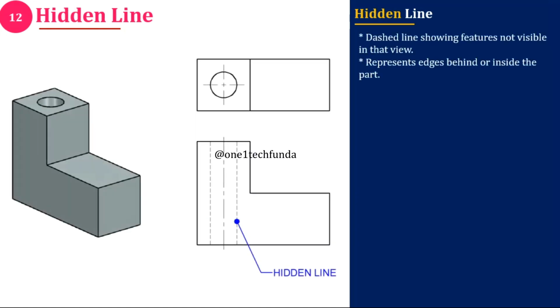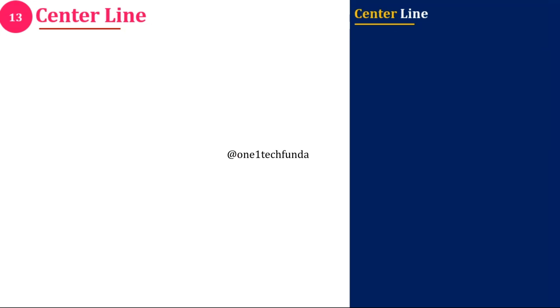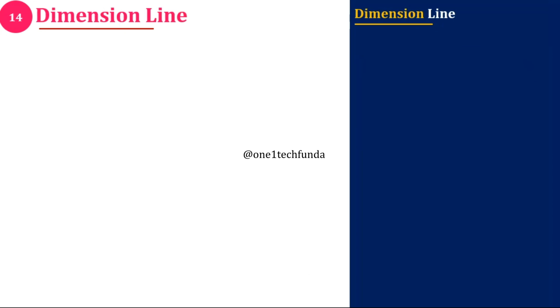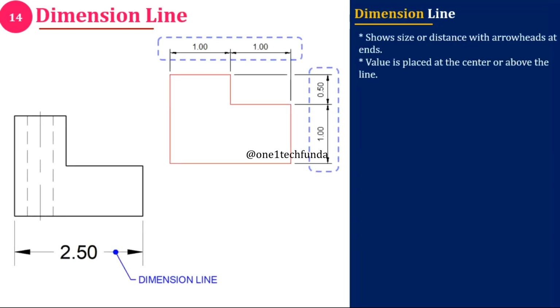Hidden line. Hidden lines are dashed lines that represent features not directly visible in the current view, such as holes or grooves behind a surface. Center line. Center lines are thin chain lines with long and short dashes. They represent axes of symmetry, centers of holes, or paths of motion. Dimension line. Dimension lines are thin lines terminated by arrowheads. They are used to indicate the exact size or distance of a feature.